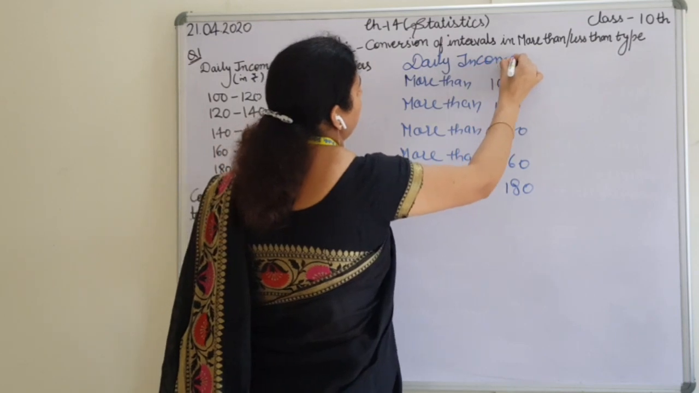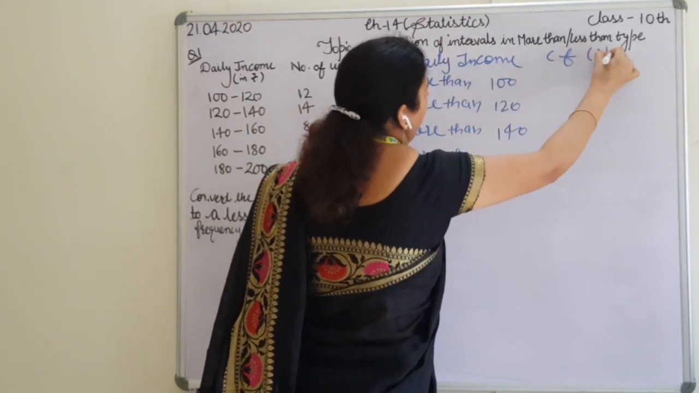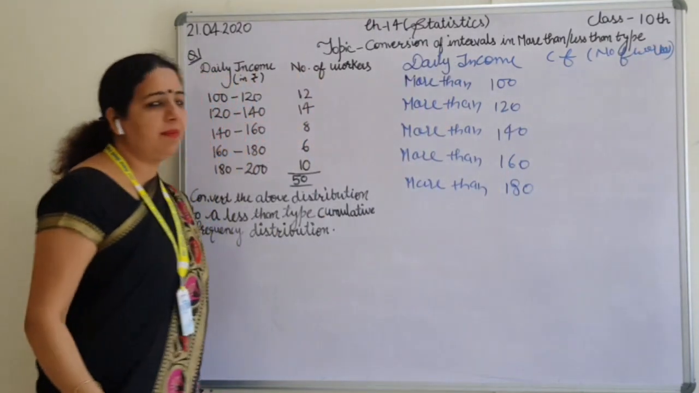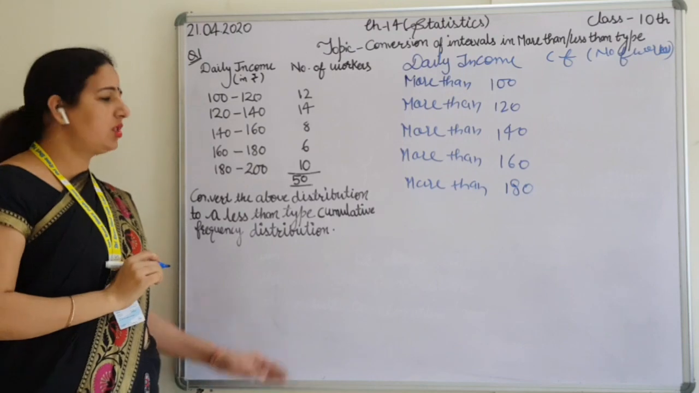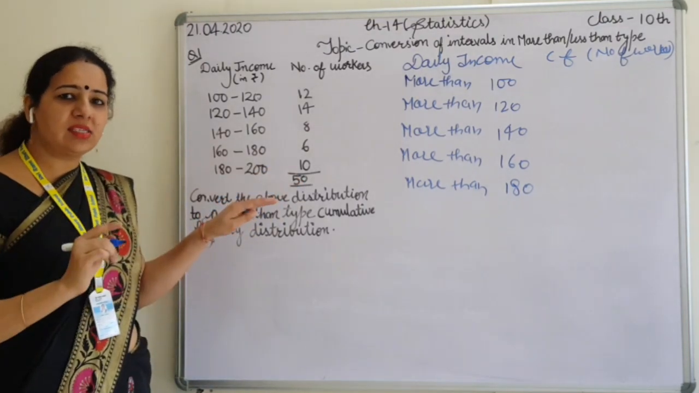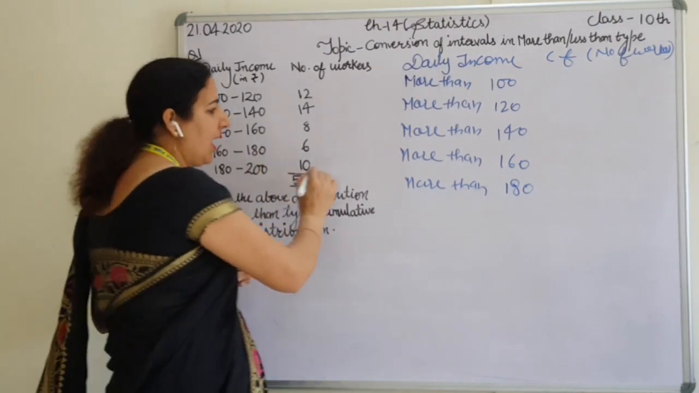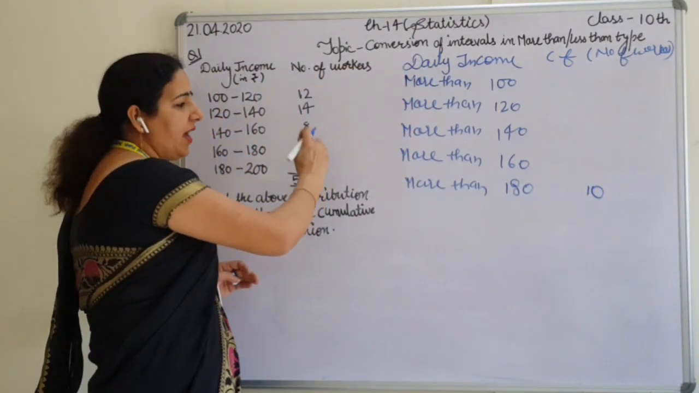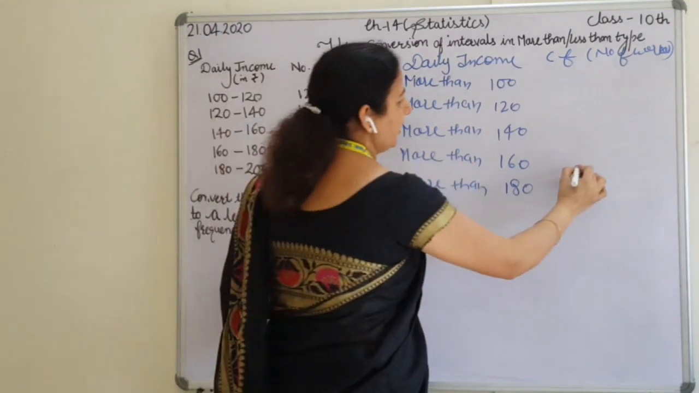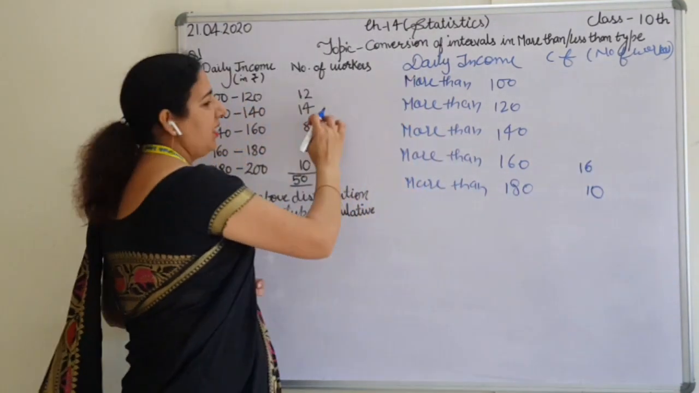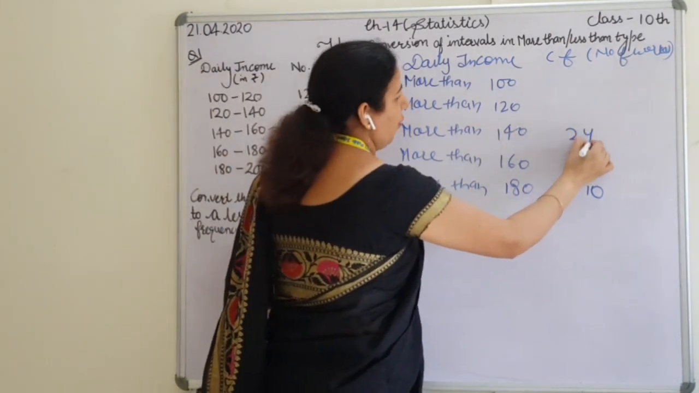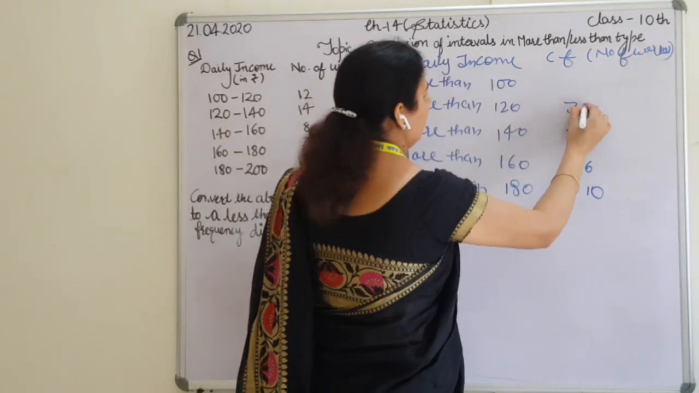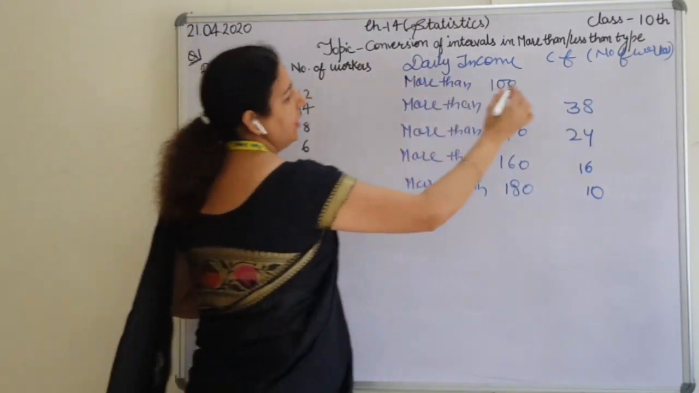Now I am going to change the CF, that is the number of workers. So how will we change the number of workers? In more than, we have to start from the bottom. The last number will remain the same. So the last number is 10, then here 10 will come. After that just add one by one. 10 plus 6 is 16. 16 plus 8 is 24. Next is 24 plus 14 is 38. 38 plus 12 is 50.